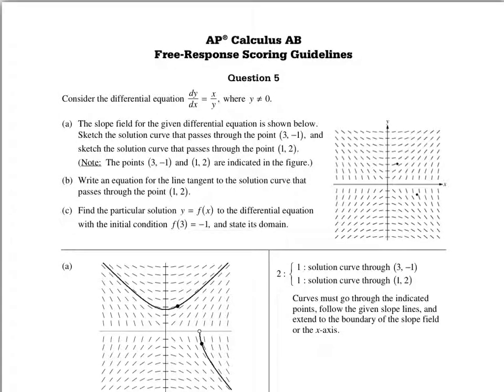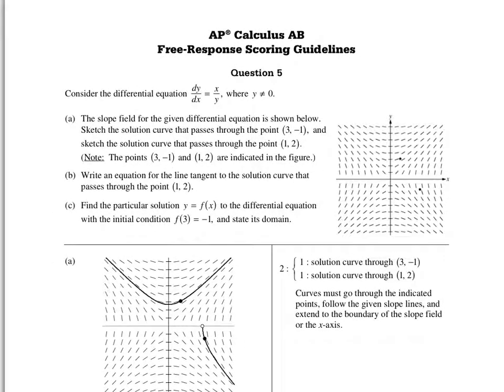Okay, so question number 5, we are given a differential equation, dy over dx is equal to x over y. Okay, differential equation. And we are told, which is very crucial, y cannot equal 0. So first step is for the slope field given, we have to draw the solution curve at 2 points, at (3, -1) and (1, 2).